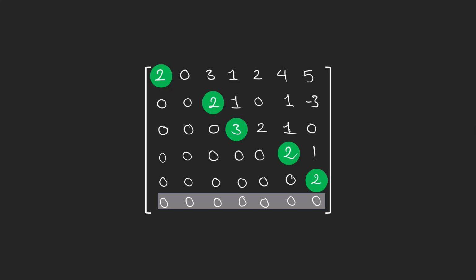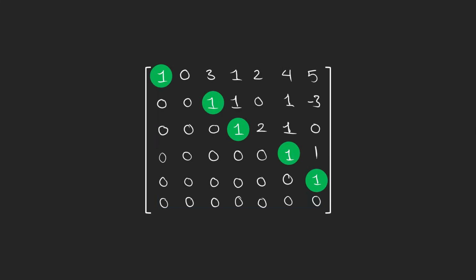The pivot of the next row comes after the previous row for each row of this matrix, and the row with only 0 elements is at the bottom of the matrix, so this is in row echelon form. Now, this is the same matrix, but I have replaced the pivots with 1s. It is still in row echelon form, but is it in reduced row echelon form?